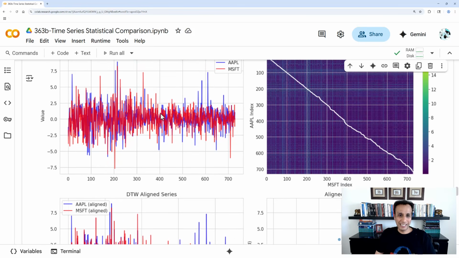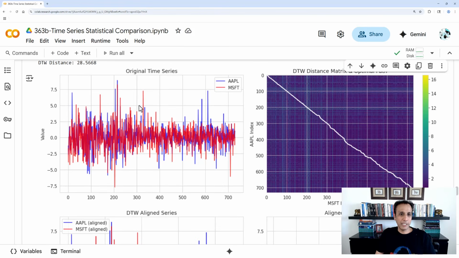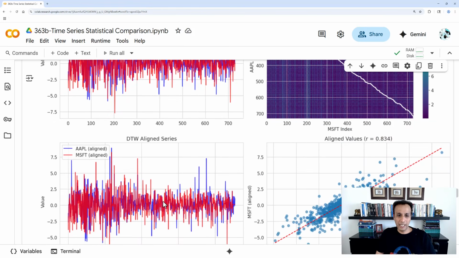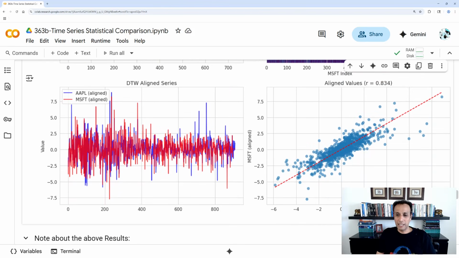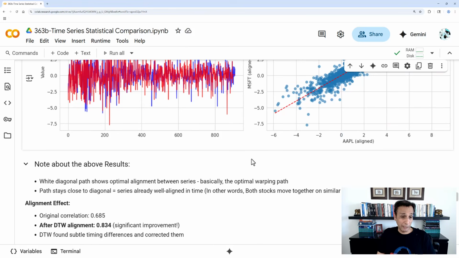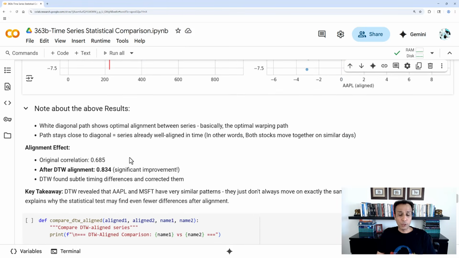And of course you see the original time series and also the aligned series, they look almost the same. And here is Apple aligned after the time warping and Microsoft aligned. The correlation between these two is 0.834. Previously we had 0.68. So they are even more highly correlated compared to prior to this warping. And I added some notes so you can follow what's happening in the plots over there.